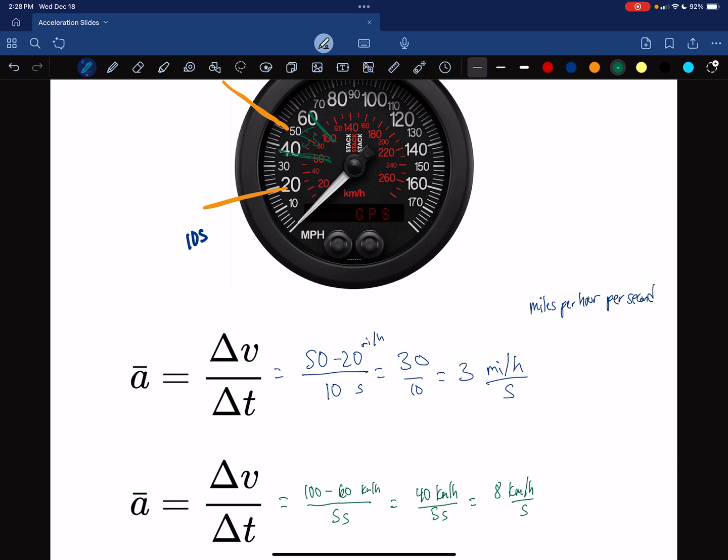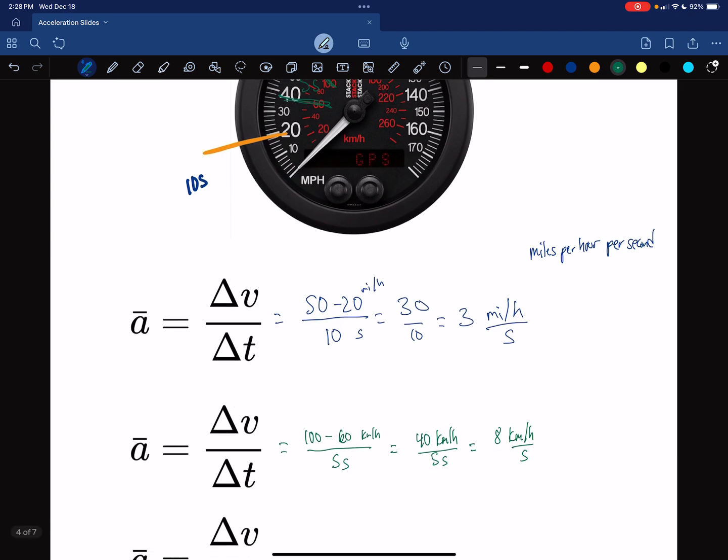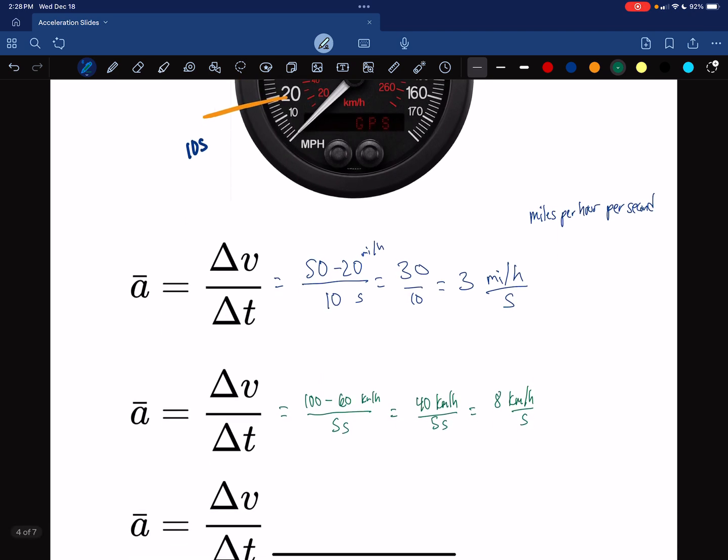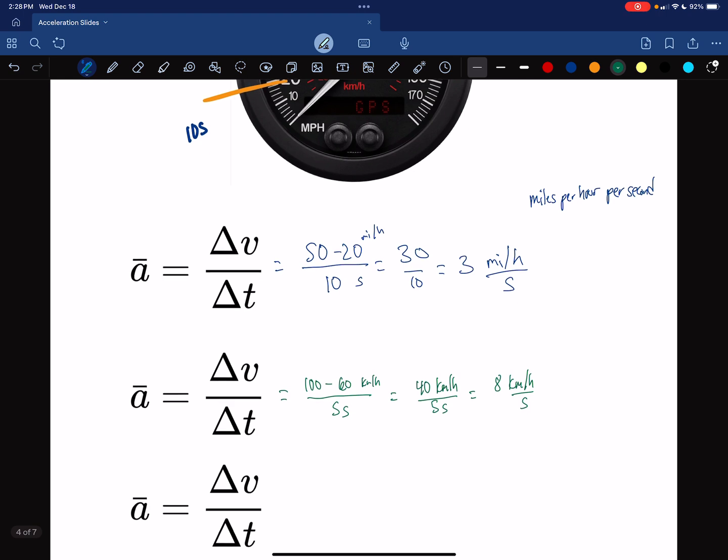How many kilometers per hour did your speed change every second? How many miles per hour did your speed change every second? Well, when we're dealing with classic physics problems, we're not using speeds of miles per hour or kilometers per hour. Our speeds are in meters per second.